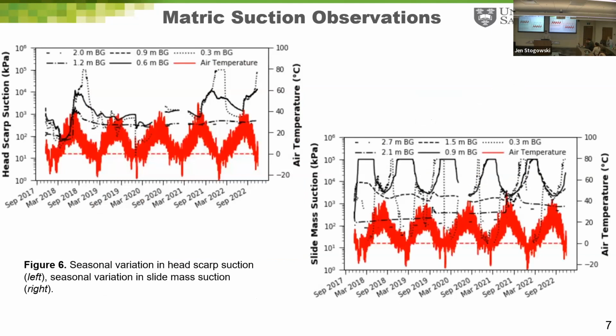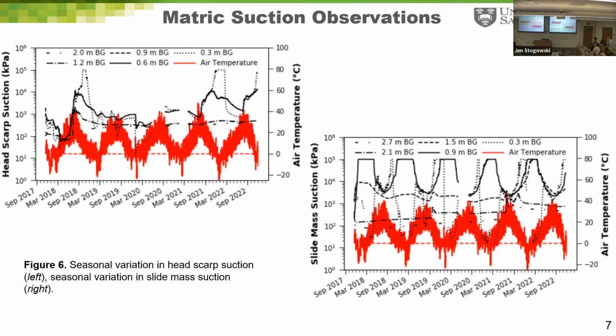So over a 5-year span, matrix suction measurements were collected at 2 boreholes only 15 feet apart. However, one is installed in the headscarp and the other is in the slide mass. So you can see the relative differences in seasonal variations of matrix suction here. While the slide mass changes seasonally, the headscarp showed lower and more consistent levels of suction.